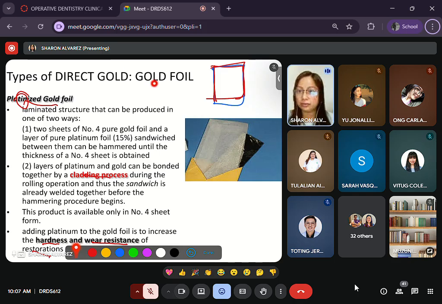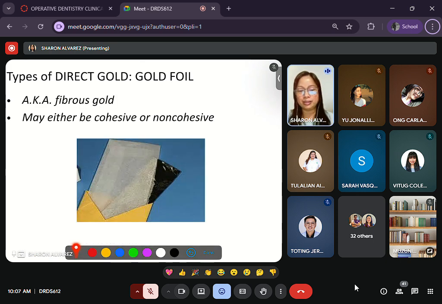It's kind of soft. So to increase the hardness of the restoration and to increase the wear resistance, particularly on the occlusion, adding platinum to the sheets of gold will improve the physical properties. And don't worry, because platinum will never affect the cleanliness or the purity of the surface of the gold. Cold welding is still possible even if the platinum is added. So that's about the gold foil.